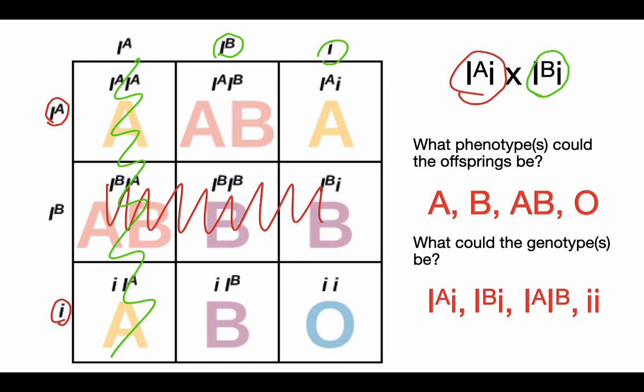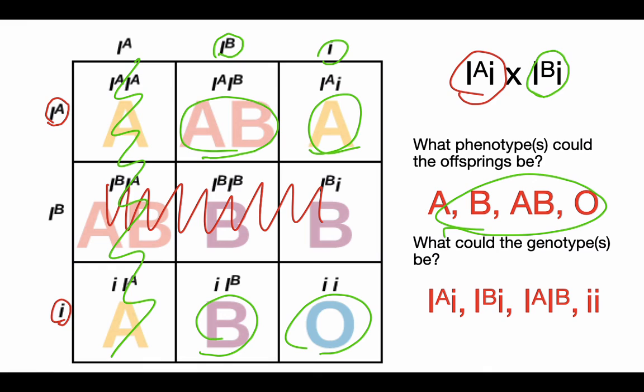So what can the offspring be? AB, A, B, or O? What could the genotypes be? Big IA, little i, big IA, big IB, big IB, little i, big IB, same thing. Doesn't matter what order you put them in, or little i.